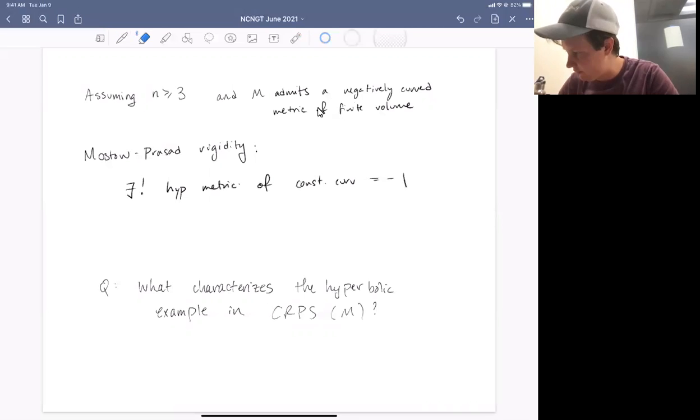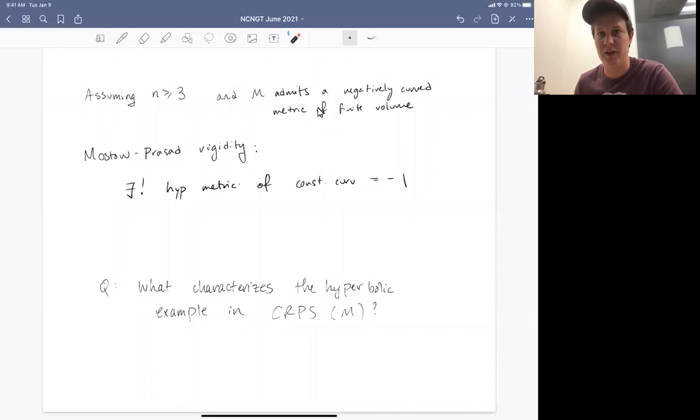So a motivating question that I have here is, what characterizes this hyperbolic example in the space of convex real projective structures on N? That's the motivating question. Now that we've looked at this moduli space, the theorem that I'm going to talk about today is going to be one answer to this question. So tune in for this next part to hear more about some answers to this question.